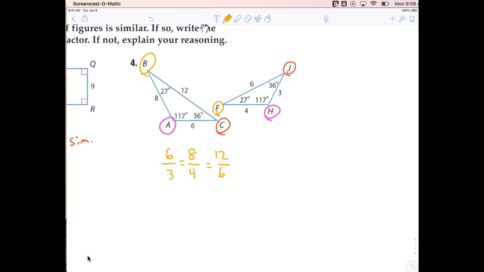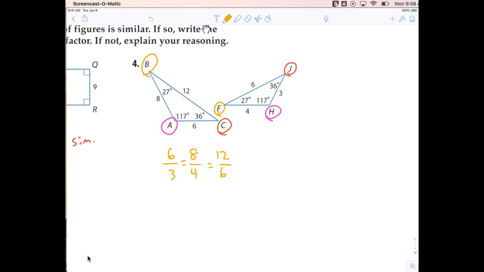Now we have to write the similarity statement. We name the first triangle in alphabetical order: triangle ABC. Remember, the symbol for similar is this little squiggly line. Triangle ABC. Now what corresponds to A? H. Then what corresponds to B? F. And then to C. Everybody see, pretty simple. Any questions?